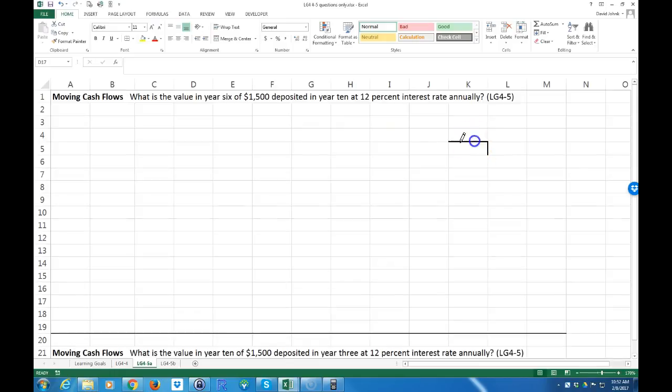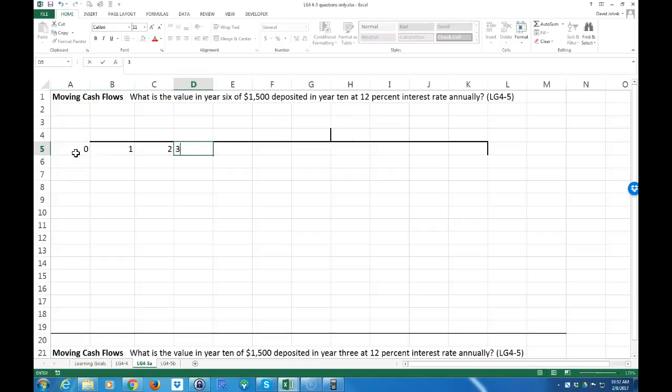I go back 1, 2, 3, 4, 5, 6, this is year 6. We go 1, 2, 3, 4, 5, 6. Okay. So now it says label these. This is 0, 0, 1, 2, 3, 4, 5, 6, 7, 8, 9, 10. And we're depositing $1,500.